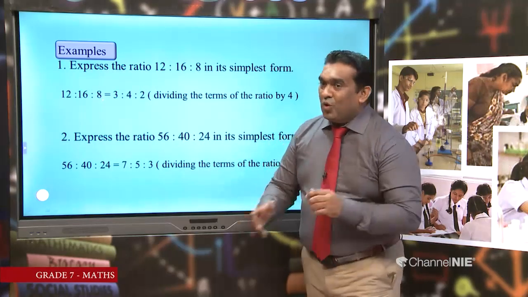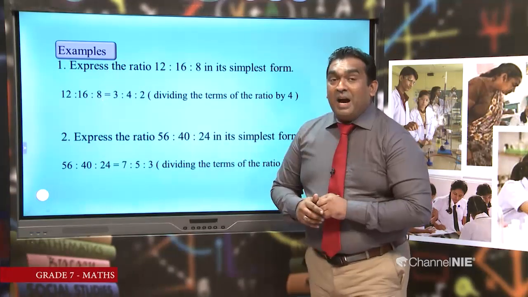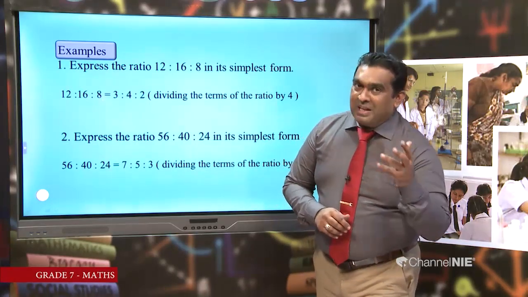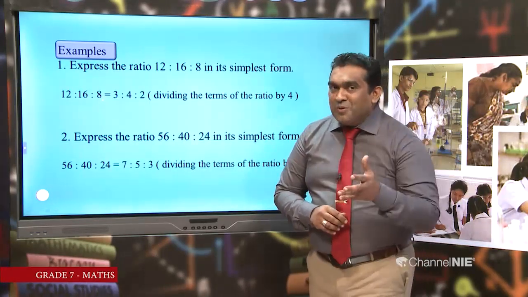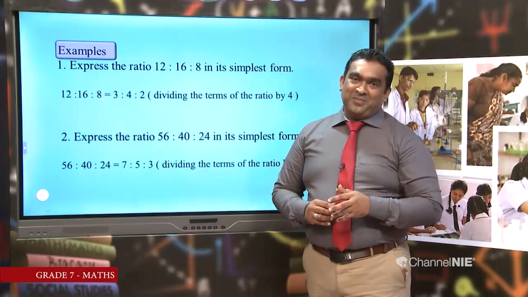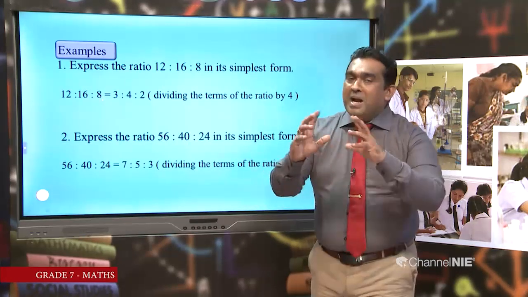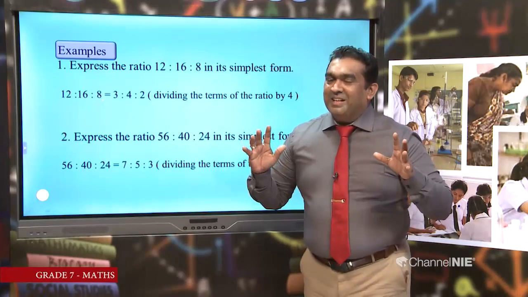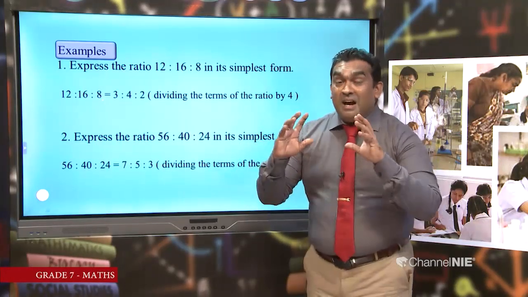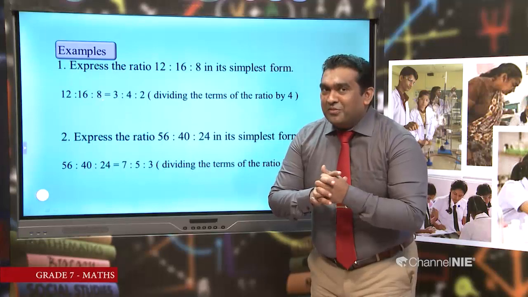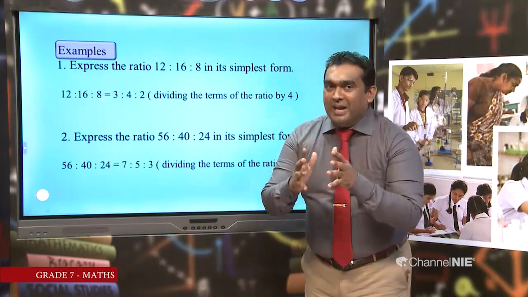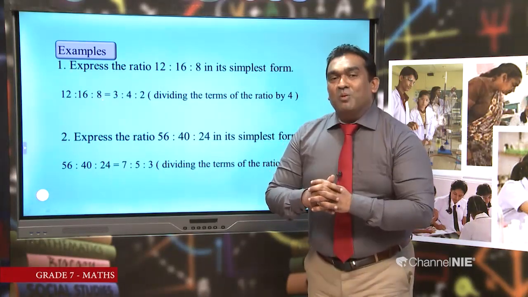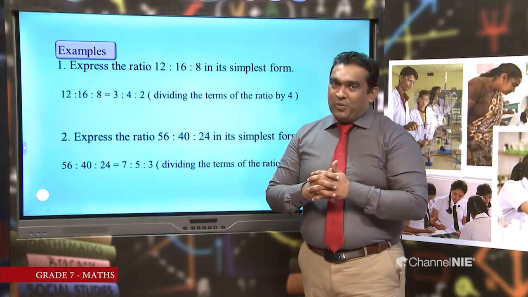How to express 4? 4 multiplied by 1. How to express 3? 3 multiplied by 1. How to express 2? 2 multiplied by 1. Multiplied by 1, multiplied by 1, multiplied by 1. Therefore, that is our largest common factor. Now you have the simplest form of the ratio.